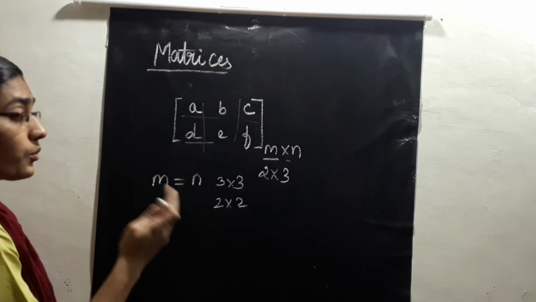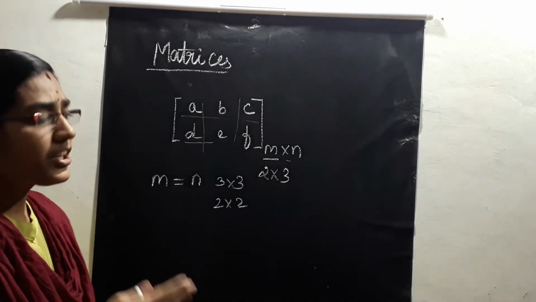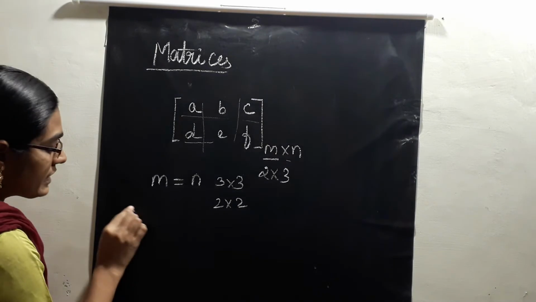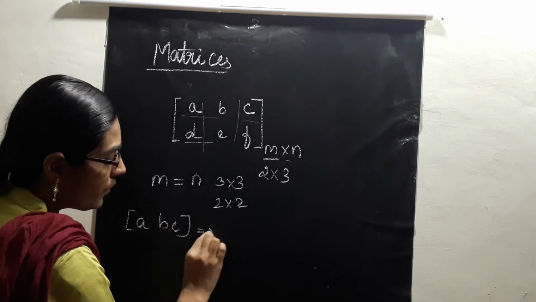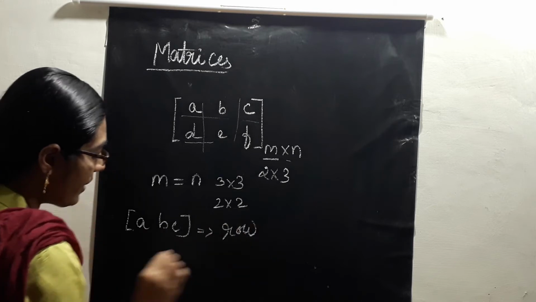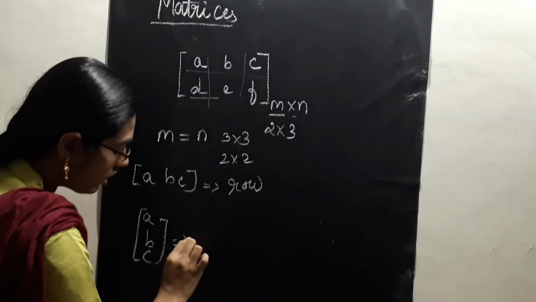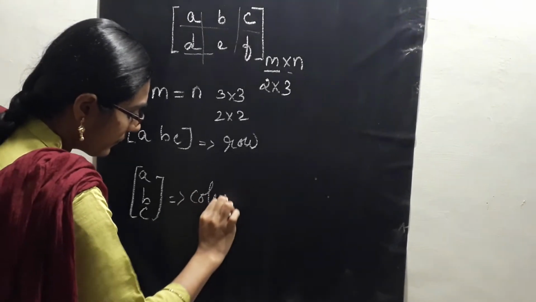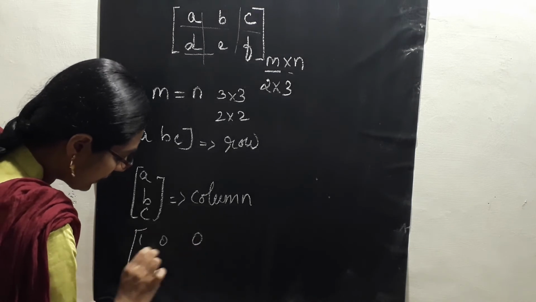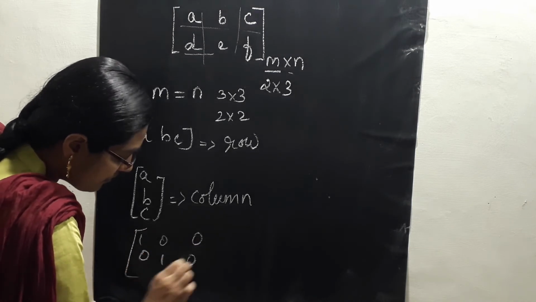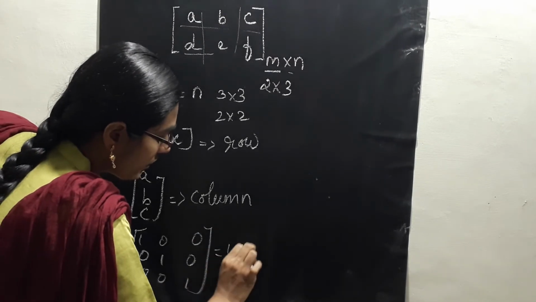Certain matrices you should know. A row matrix consists of only a row. For example, this is a row matrix, consisting of a row only, right? Then a column matrix consists of a column. This is a column matrix. And then the unit matrix. You will have only the diagonal elements, and the diagonal elements are all 1. This is called the unit matrix.